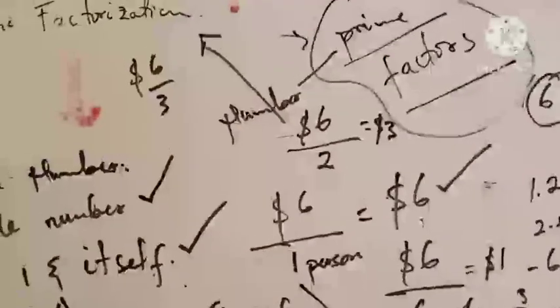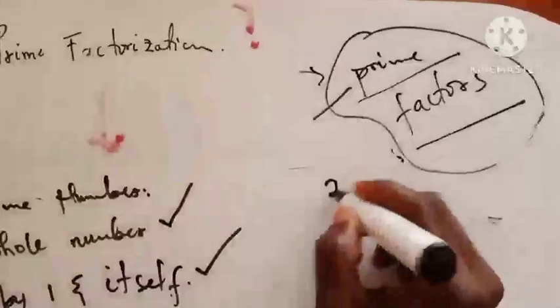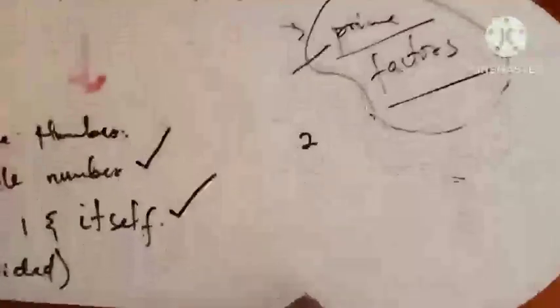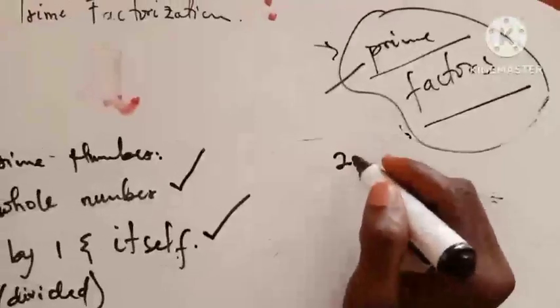So now let's see examples of prime numbers. Let's consider 2, that's the easiest one. Is 2 a prime number? How can we identify that this is a prime number?